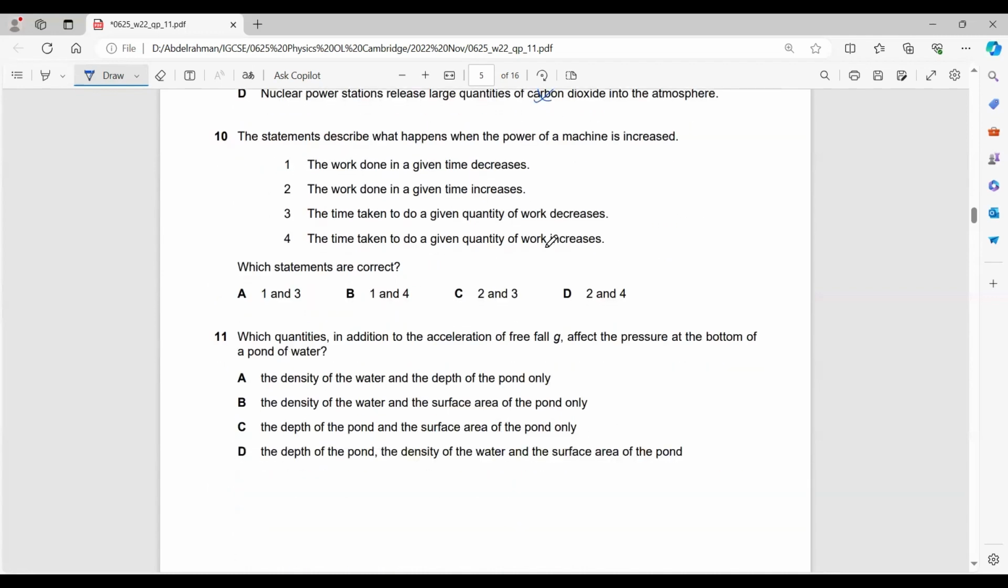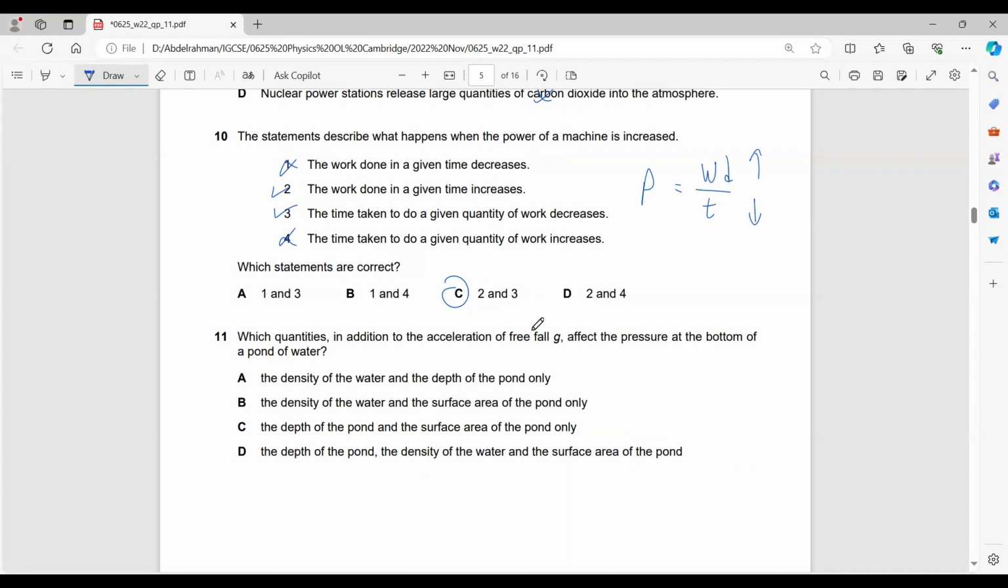The statements describe what happens when the power of a machine is increased. Again, I need to increase the power of the machine. The work decreases. No, the work actually needs to increase. The work in a given time increases. The time taken decreases. Yes, when the time decreases, the power actually increases. The time increases. No. So 2 and 3 are correct. Power equals energy or work done over time. So you need to increase the work done and you need to decrease the time.